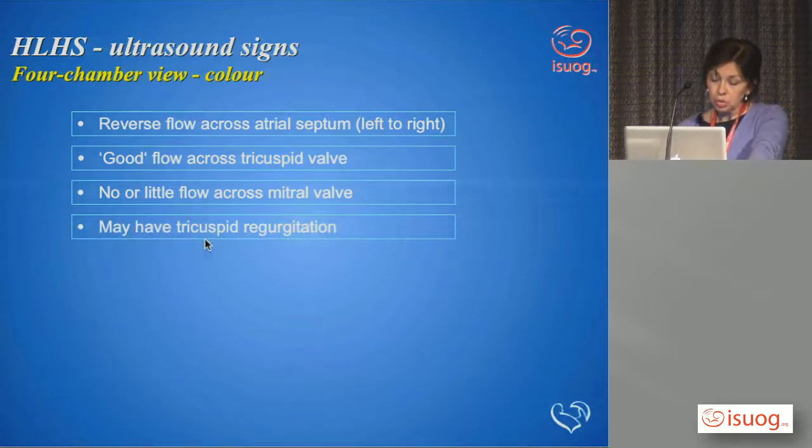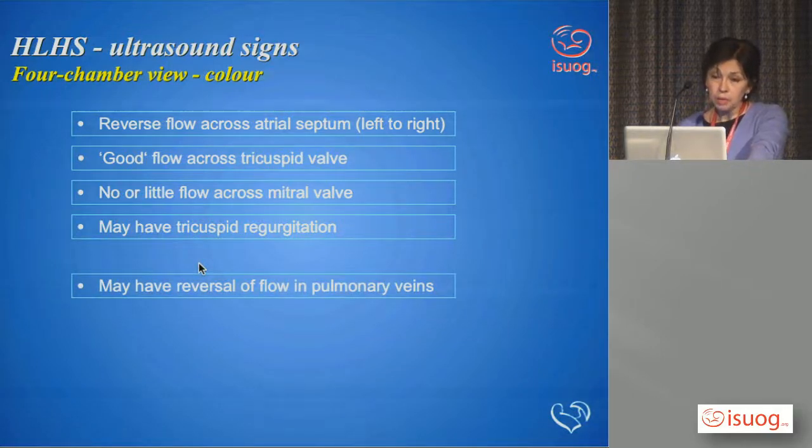You also have to try and assess if there is any tricuspid regurgitation, because that will impact on prognosis following surgery. In my experience, that's not usually a big issue prenatally. You may have a degree of tricuspid regurgitation, as you have in normal hearts as well. Very rarely does it become a big issue prenatally.